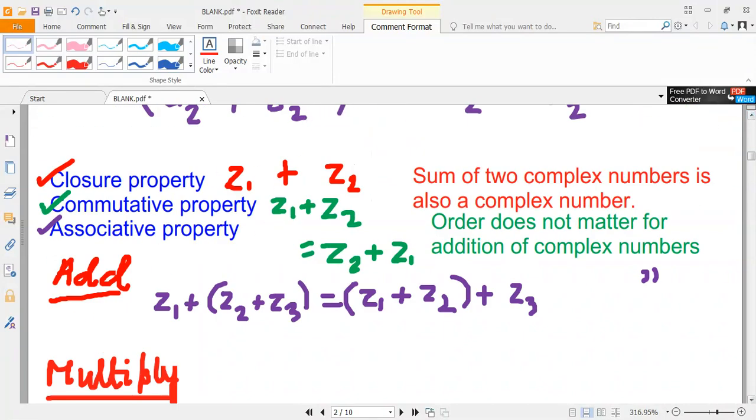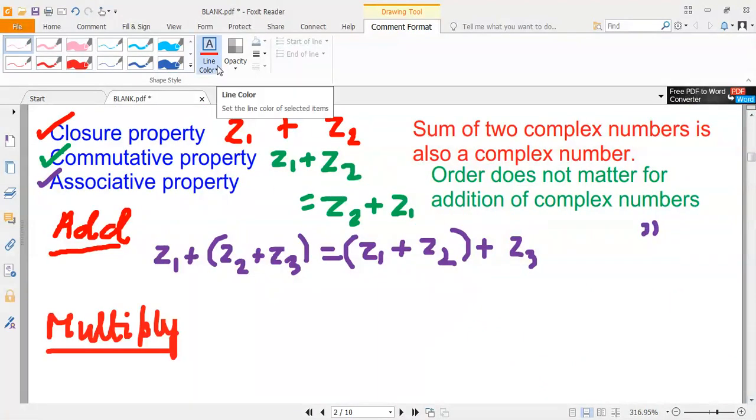Now, how do we interpret these properties under the multiplication operation? We'll use the same approach. So closure property, let's have a quick recap. What was the closure property? When you take two numbers from a set and you operate on them, the result should also belong to that set. This closure property is applicable to all operations. So if you take one complex number and another complex number, the addition of those two should be a complex number itself. That was the closure property of addition of complex numbers. So what should we have under multiplication?